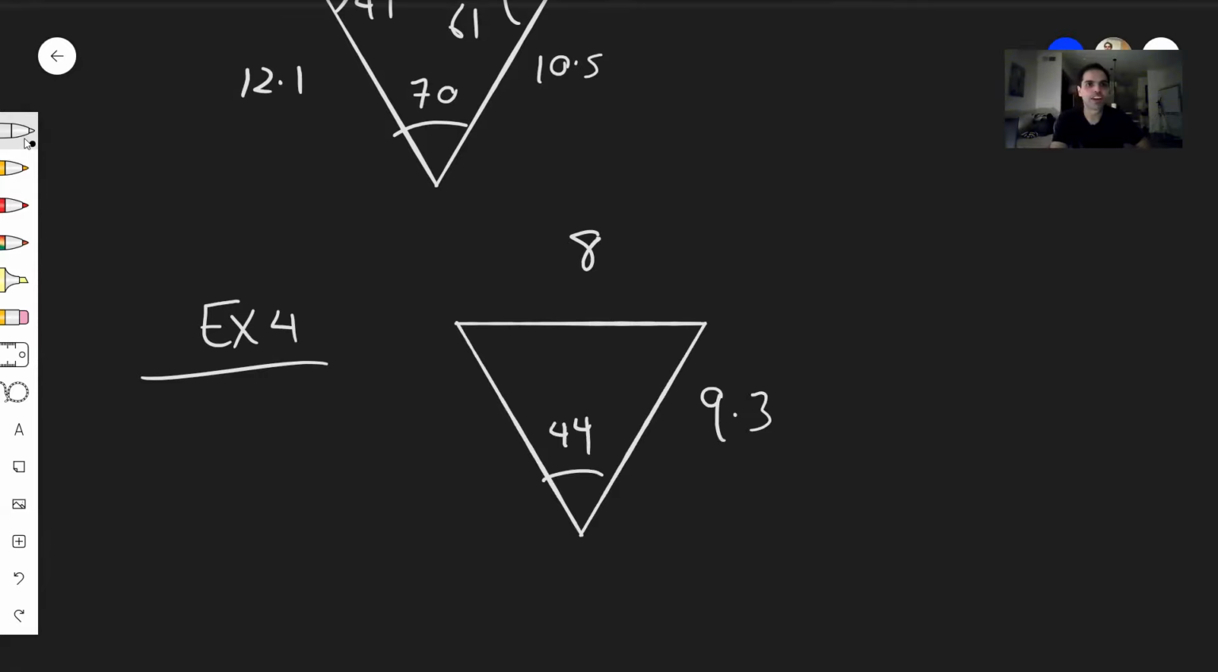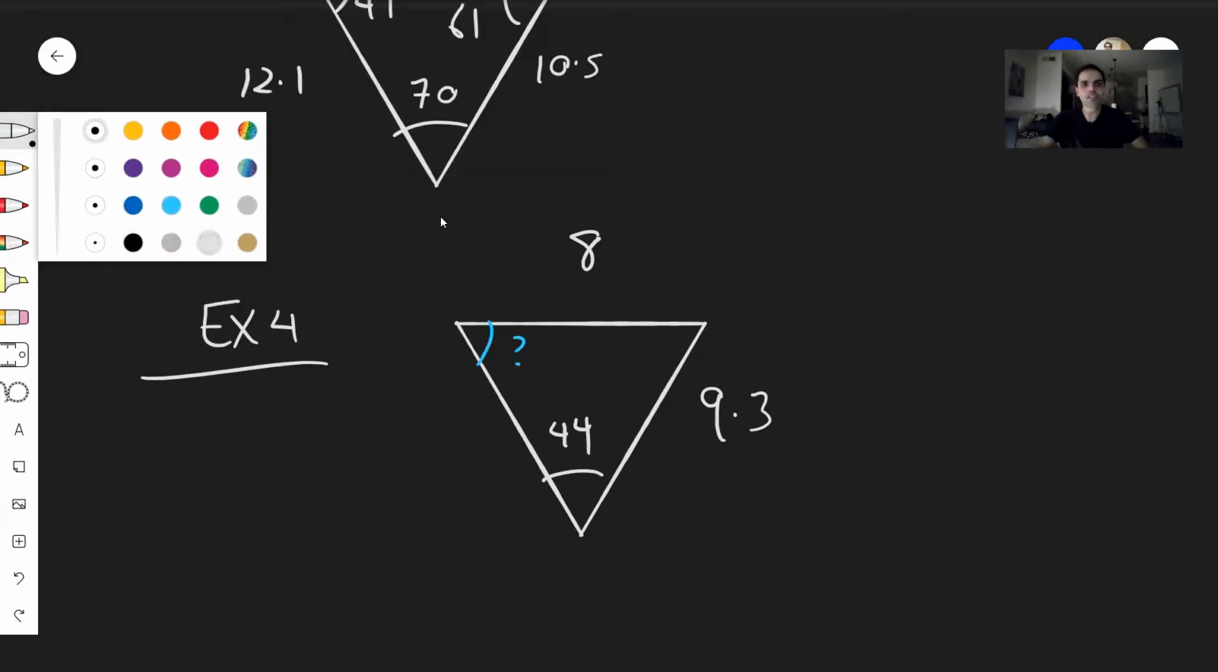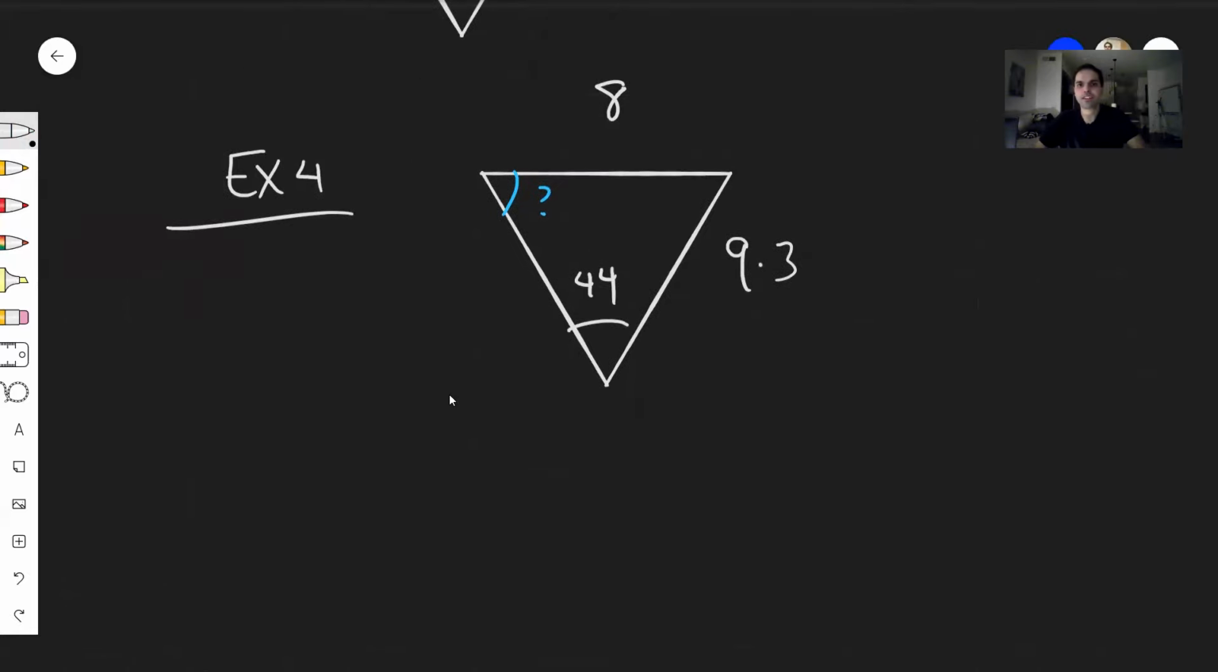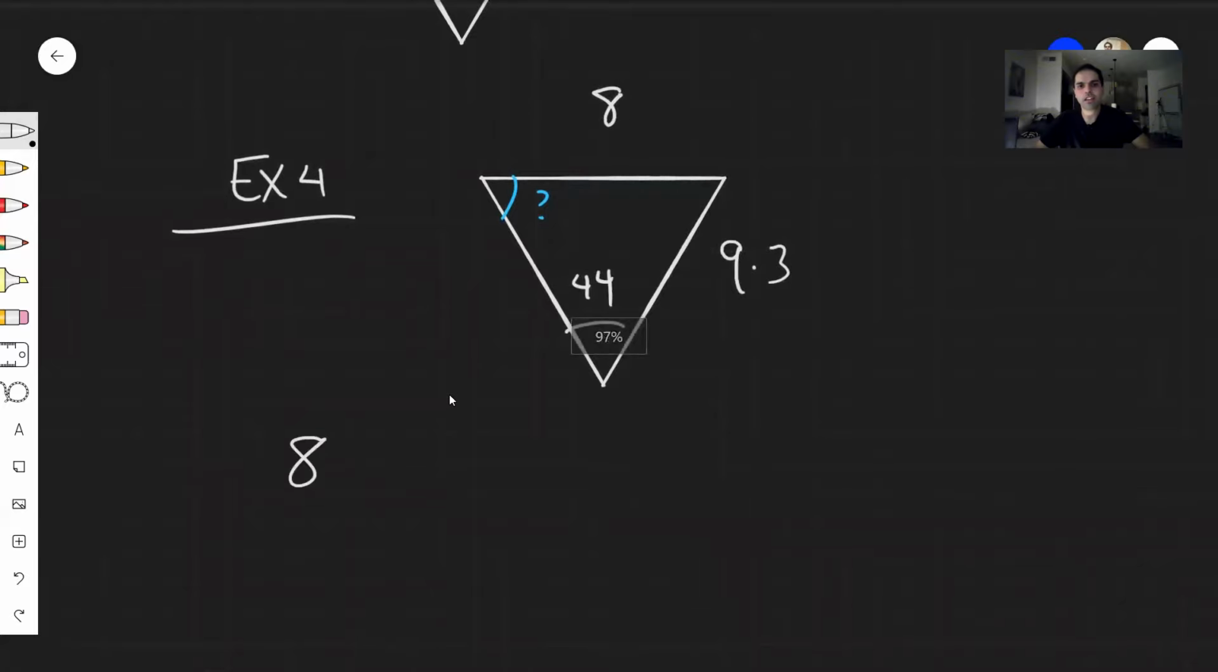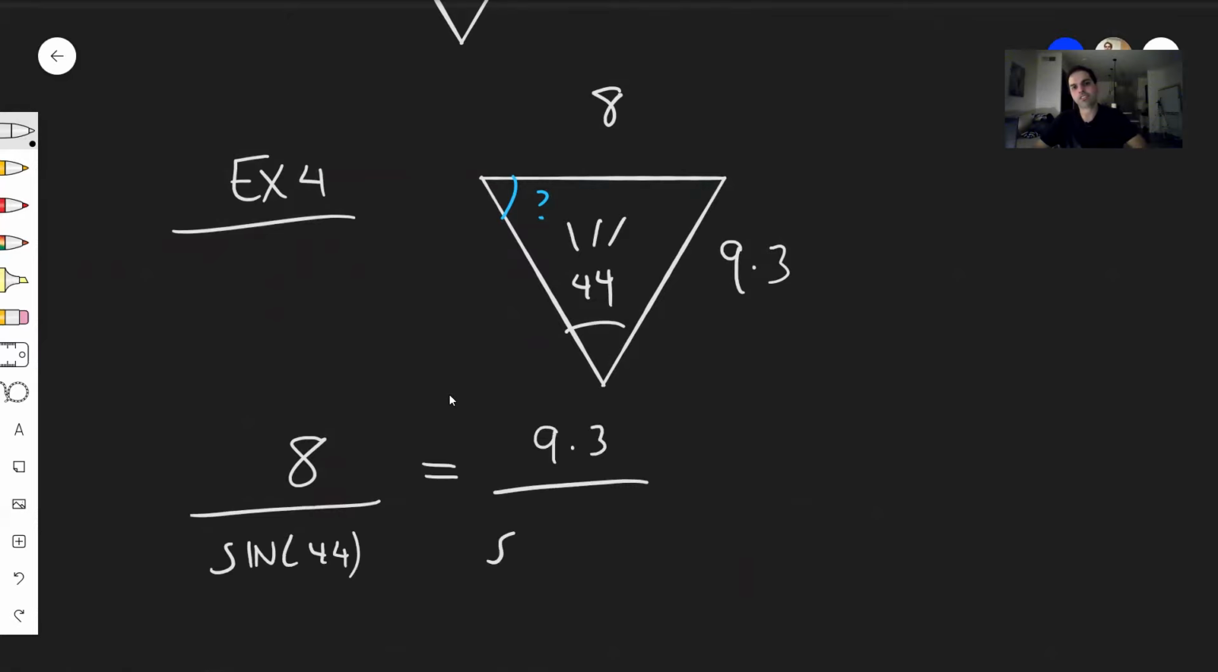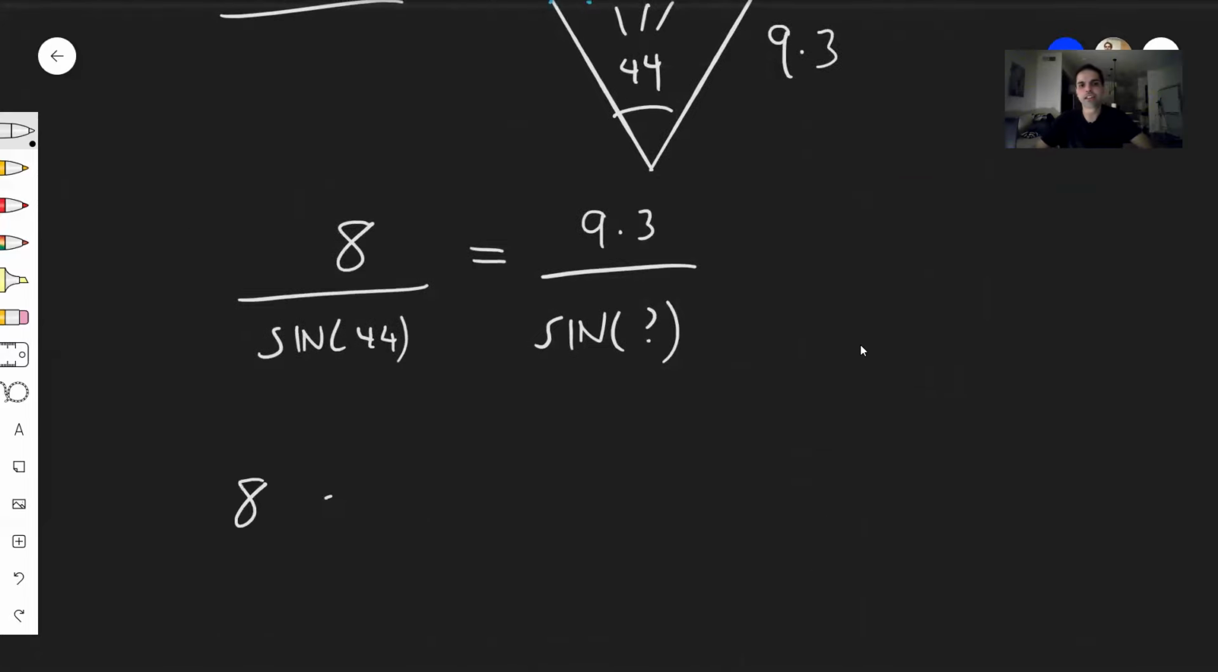Let's first of all figure out this angle. Again, we know that because we have a side, an angle opposite, and then this angle, let's apply the law of sines. Opposite, which is 8, over sine of 44. Again, remember the flashlight analogy. This is flashing this wall, and it equals 9.3 over sine of question mark. And then cross multiply. So 8 sine of question mark equals 9.3 sine of 44.